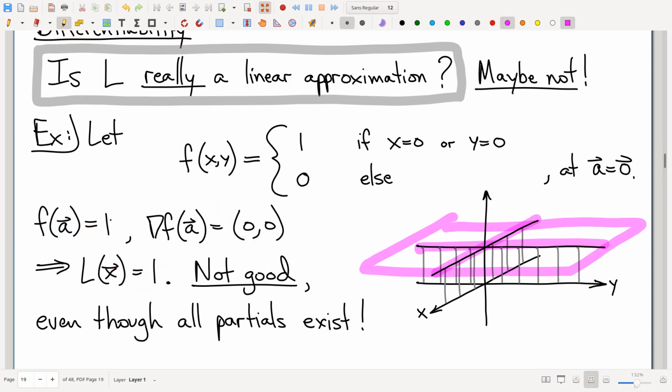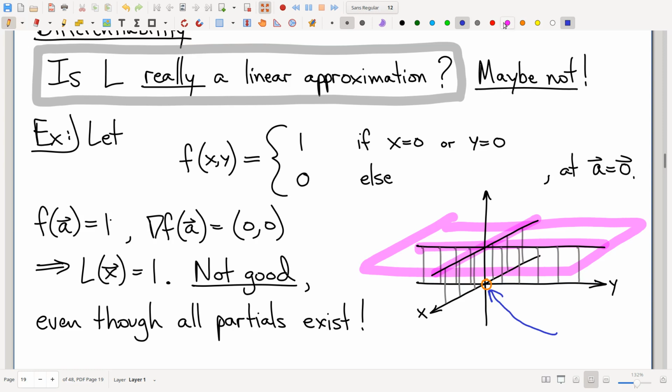Because look at what happens if I entertain the fair, reasonable question of approaching the origin by way of a path coming through the first quadrant, like that. So I start over here with positive values of x and y, and then I just make my way, perhaps curving, whatever, toward the origin, 0, 0.